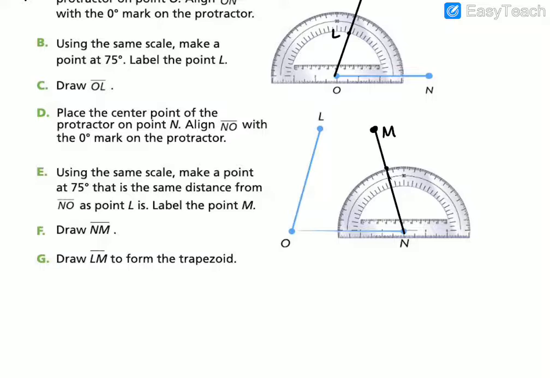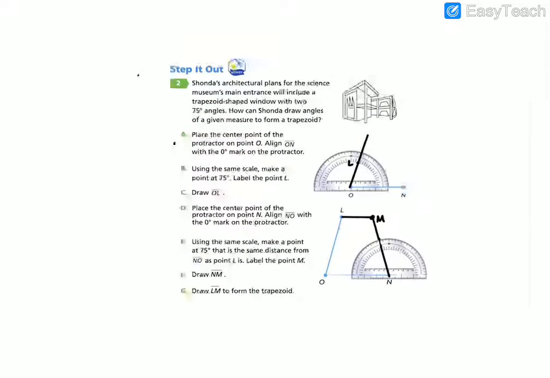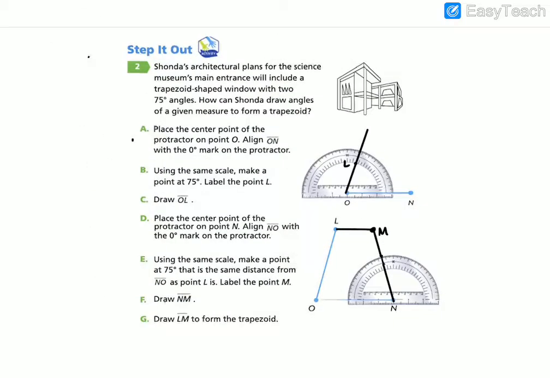All right, now I'm going to go ahead and draw my line segment for LM to form my trapezoid. Right, and there we go. So make sure you have a protractor to complete the rest of this lesson.